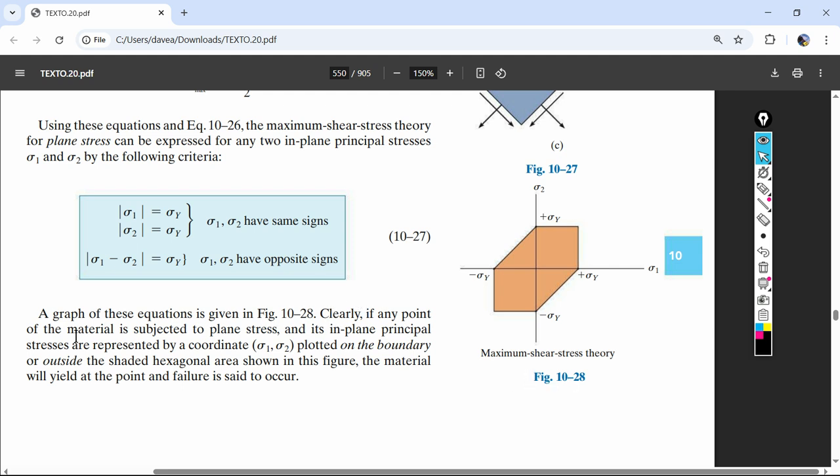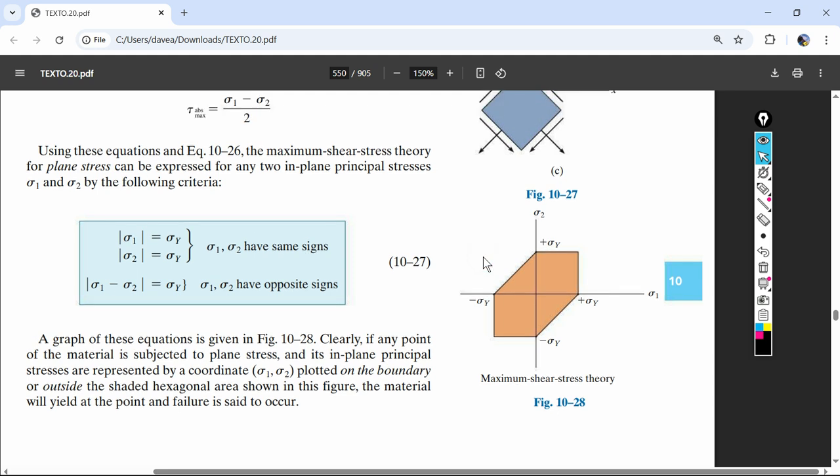Clearly, if any point of the material is subject to plane stress and its in-plane principal stresses are represented by a coordinate sigma 1, sigma 2 plotted on the boundary or outside of this hexagonal area, the material will yield at the point and failure is said to occur. So cool.